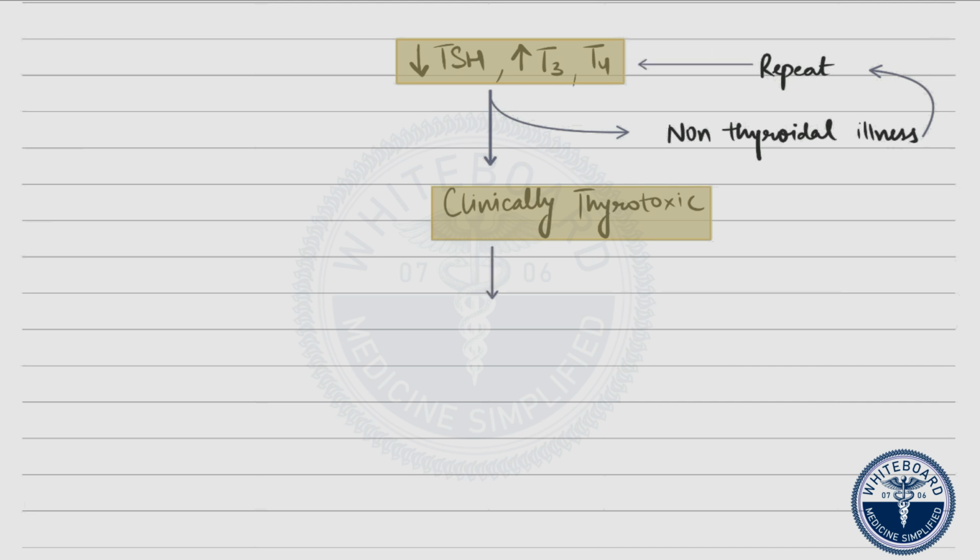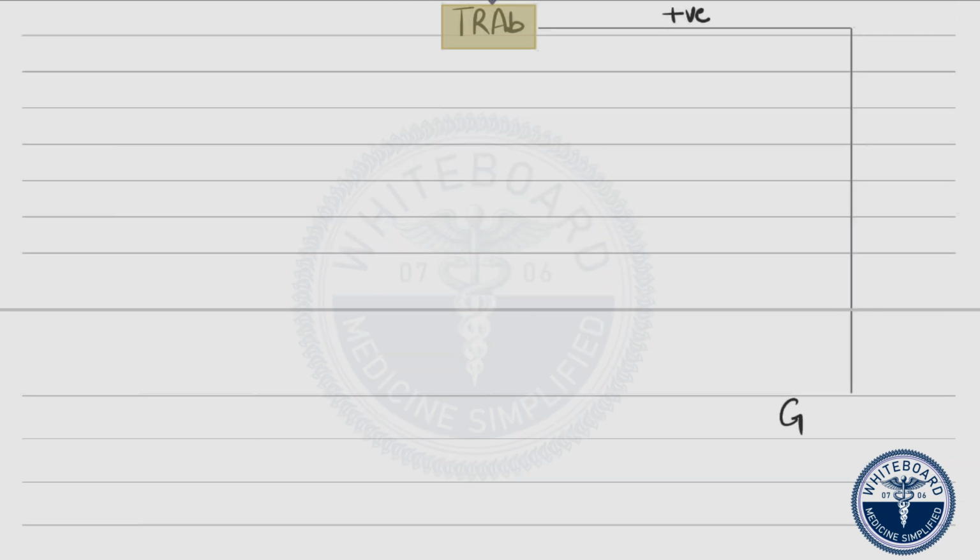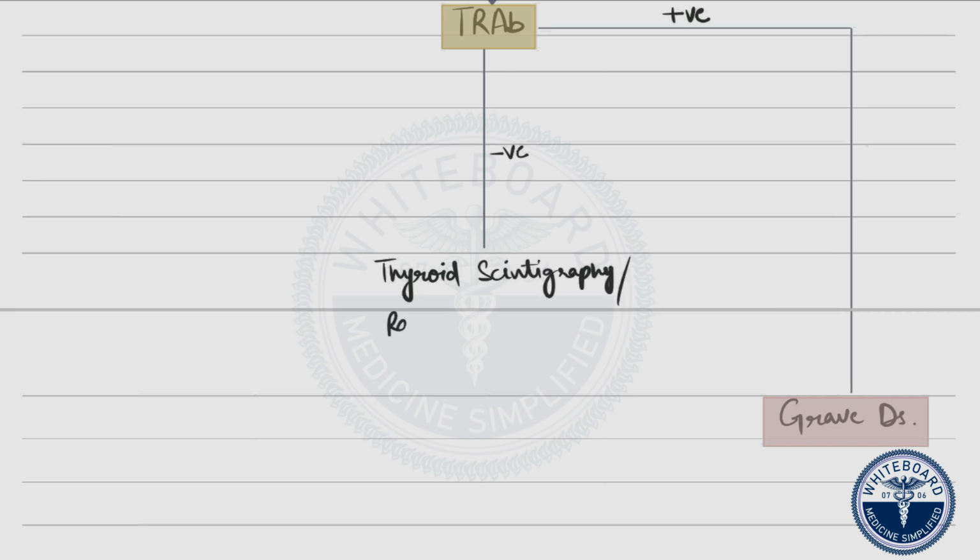If the patient is clinically thyrotoxic, then the next step is to screen for TSH receptor antibodies. If TSH receptor antibodies are positive, then this confirms Graves' disease. If TSH receptor antibodies are negative, it does not completely rule out Graves' disease. In such cases, a thyroid scintigraphy or radioiodine uptake scan should be performed to confirm the diagnosis and differentiate it from other causes of thyrotoxicosis.